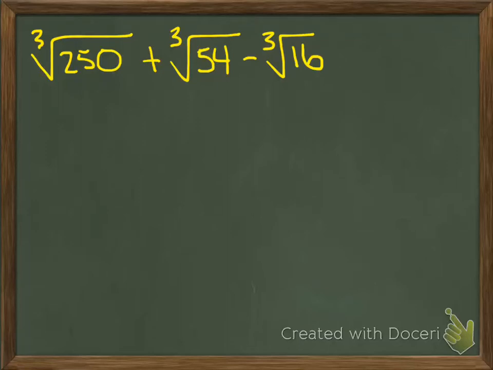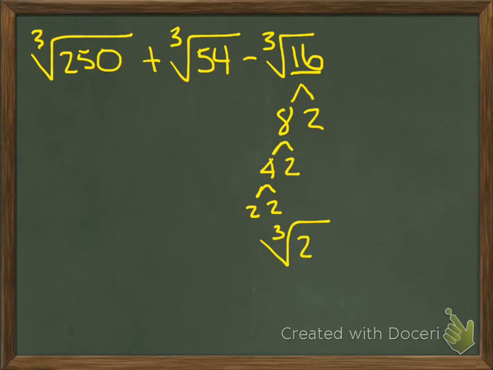So let's take a look at the examples to find the simplest form of each expression. So what we need to do first is break down each one. And I always start with my smallest one. So 16, of course, we can make 8 times 2, which would become 4 times 2, and finally 2 times 2.